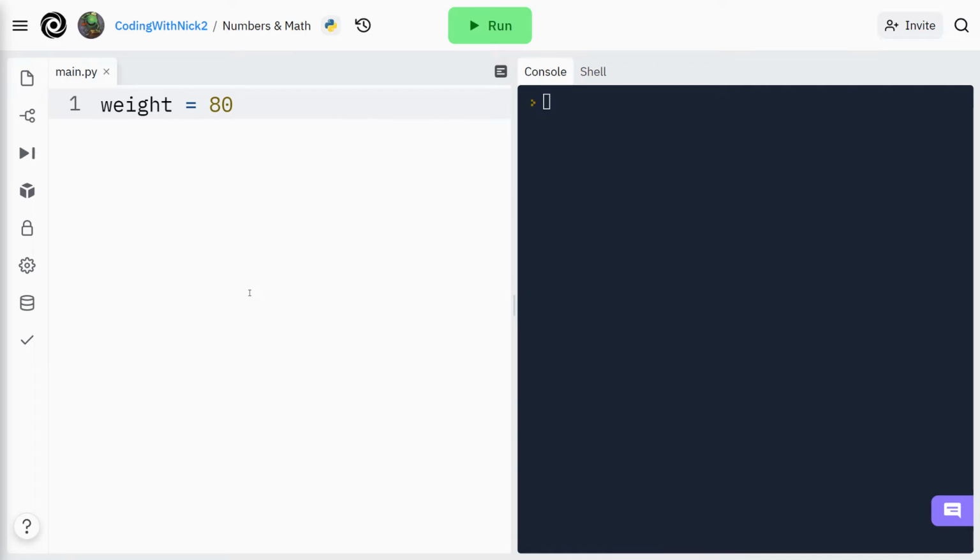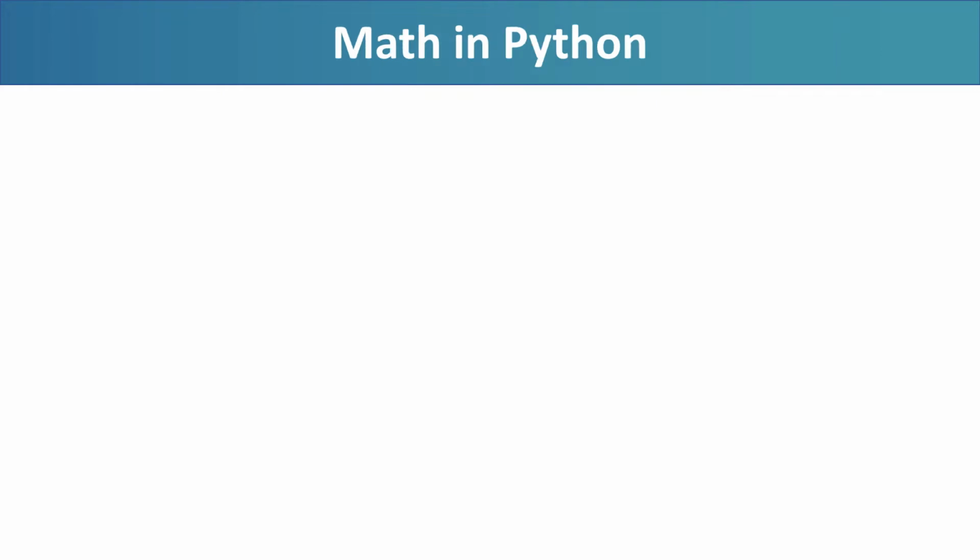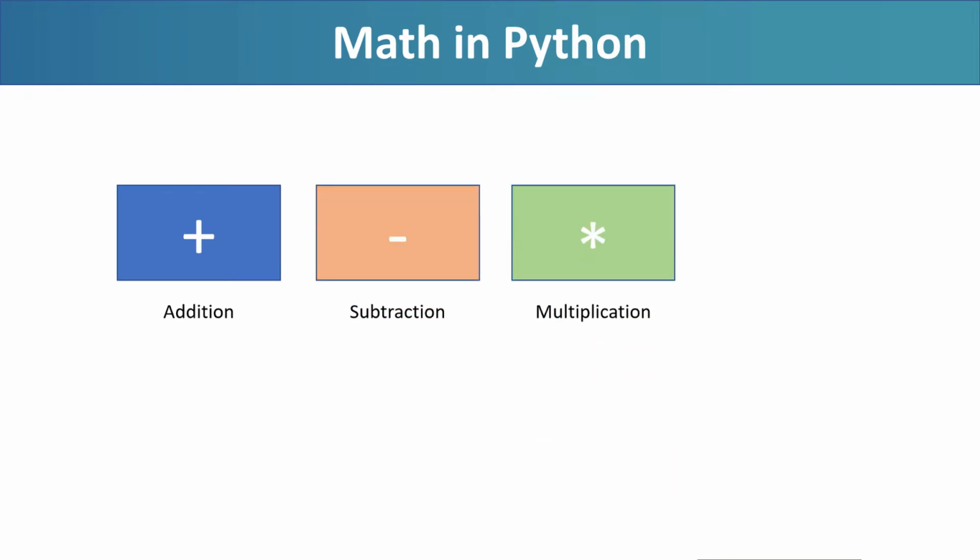So when we type the command weight is equal to 80, we tell the computer, create a container in the memory to store the integer number 80 and give the container the label weight. In other words, the computer understands that the variable holds a number, and more specifically a number without decimal values, an integer. Since the variable contains a number, we can do some math with it. Using the following symbols, we can do math with numbers. So we have addition, subtraction, multiplication, and division.